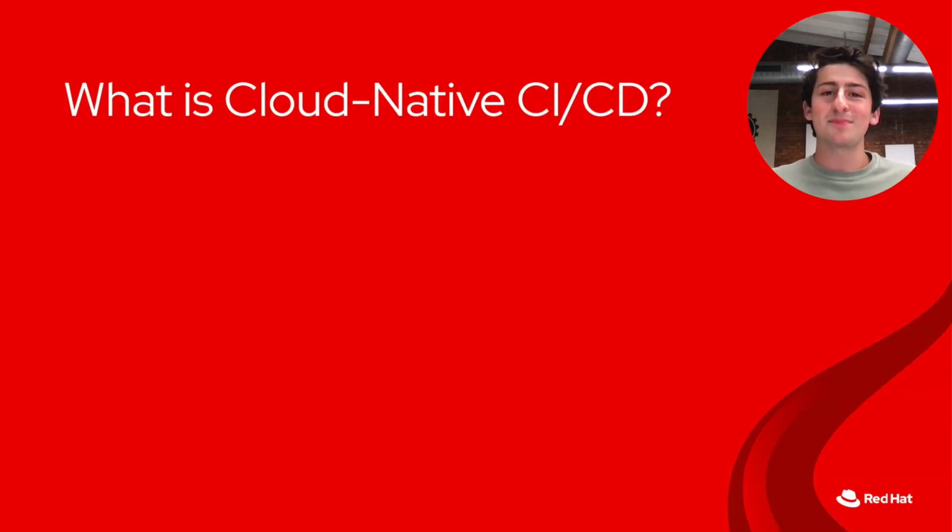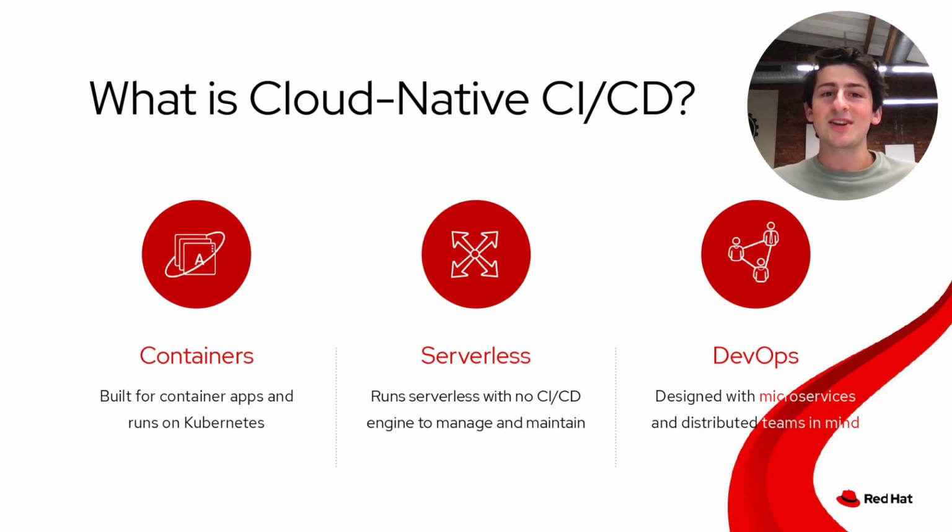Okay, so here's the fun part. What is this cloud-native version of CI/CD? That's a great question. Essentially, this refers to a few different aspects. Firstly, containers. It's got to support apps that run on containers orchestrated by Kubernetes, or in our case, OpenShift. Secondly, it's got to be serverless, meaning it can run and scale on demand without needing a central engine to be maintained. And finally, it's built with DevOps practices, meaning teams can have their own delivery pipelines alongside the apps they build without dependency on other teams. So, in conclusion, our CI/CD should be able to perform all of this with this in mind.